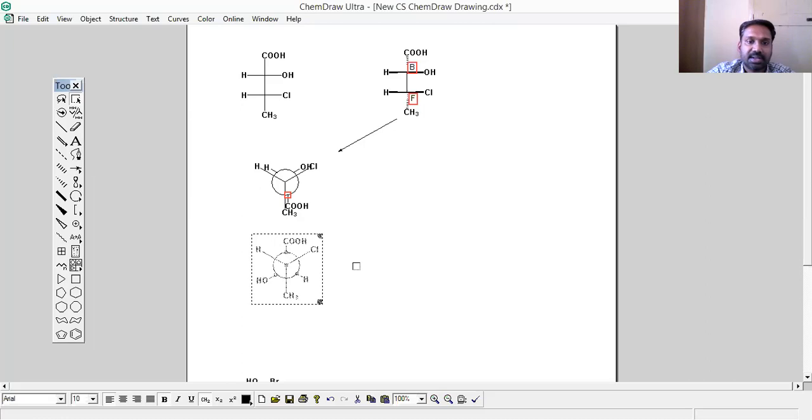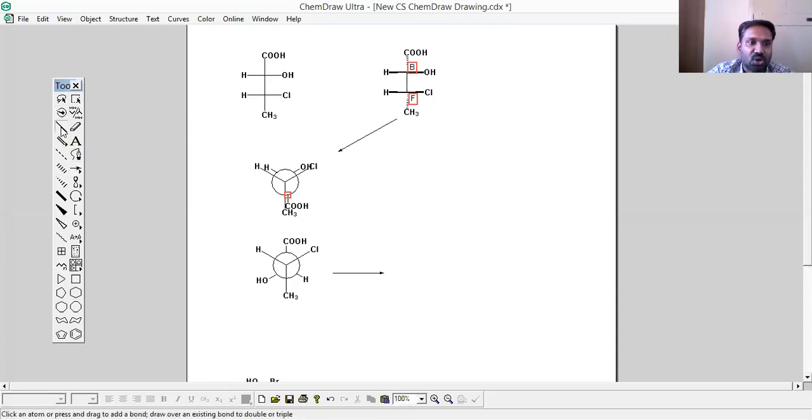Okay. Now let us convert this into our sawhorse. This is what the Newman projection is. Is there any confusion? Now I want to convert this into sawhorse. I can convert Fischer directly into sawhorse also. But since I have already made the Newman projection out of this, changing Newman into sawhorse is very easy compared to directly changing Fischer into sawhorse. Is it not? Okay, let me do it both ways. Let me convert the Newman into sawhorse first.